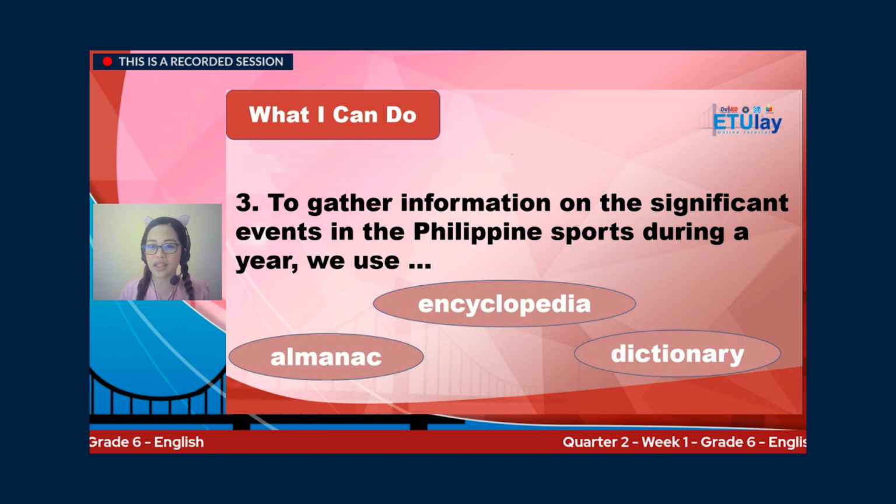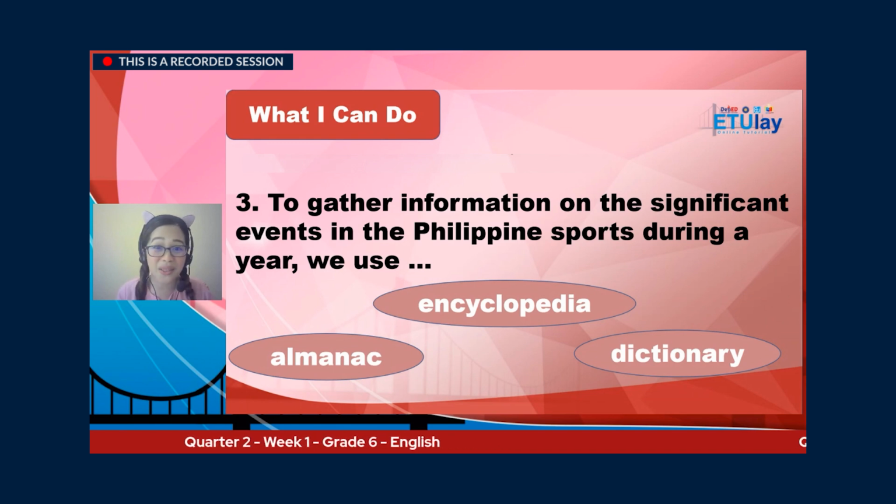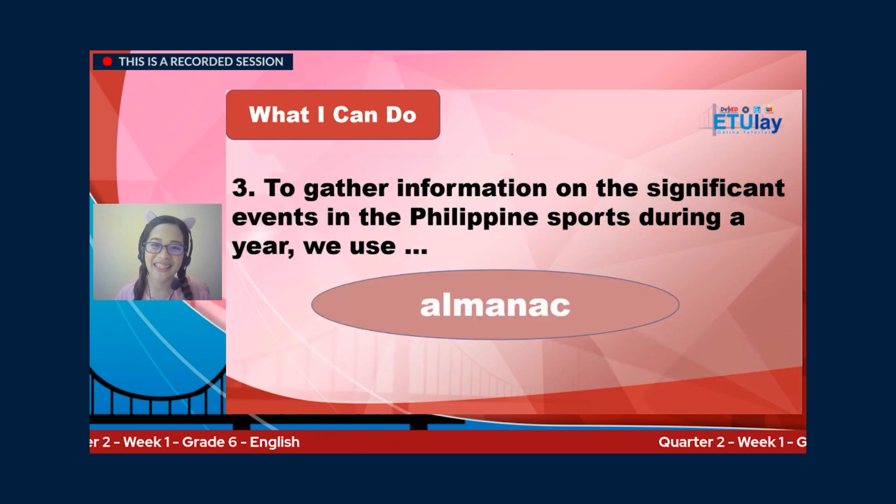To gather information on the significant events in the Philippine sports during a year, what do we use? Is it almanac, encyclopedia, or dictionary? Learners, the correct answer is almanac.